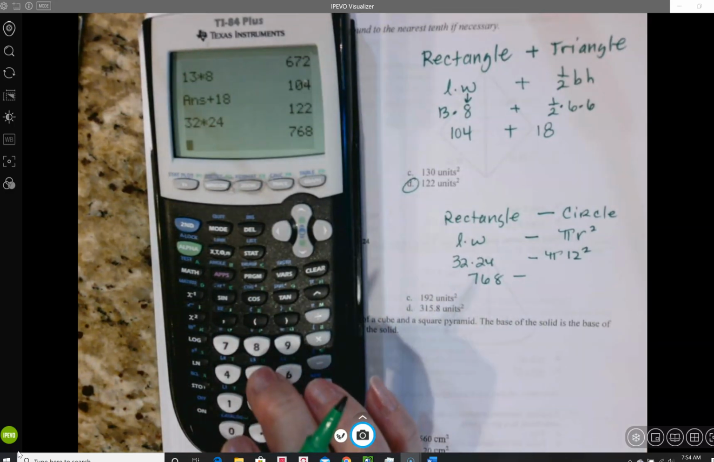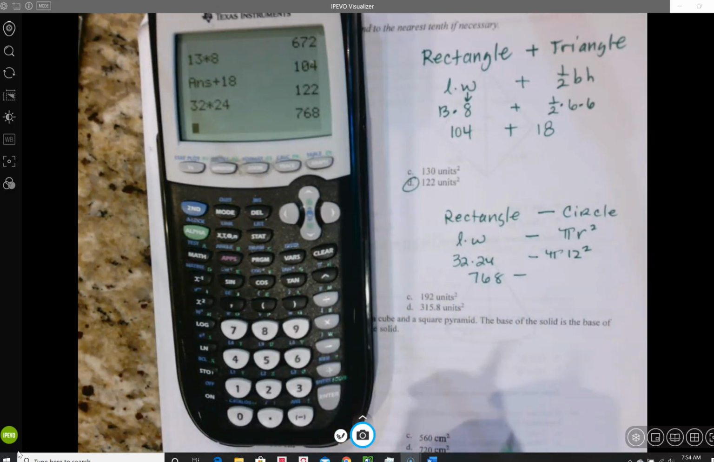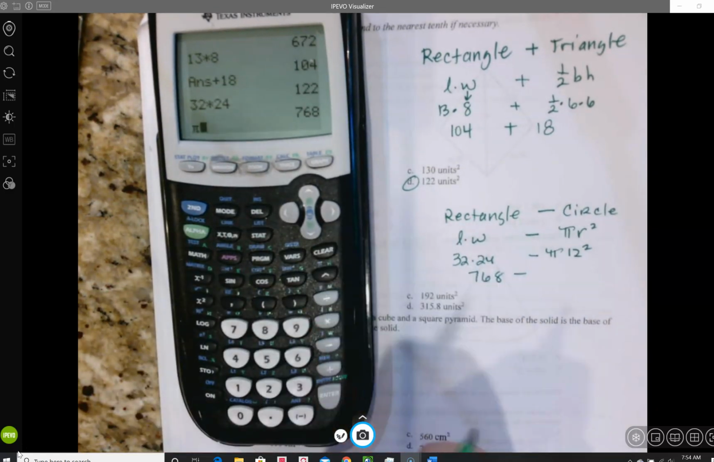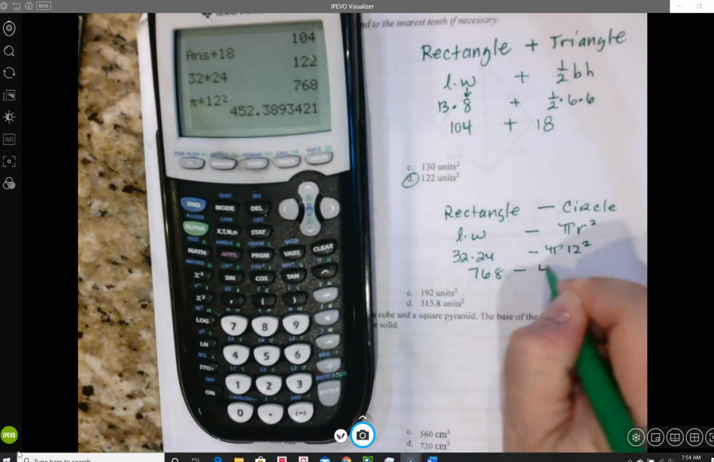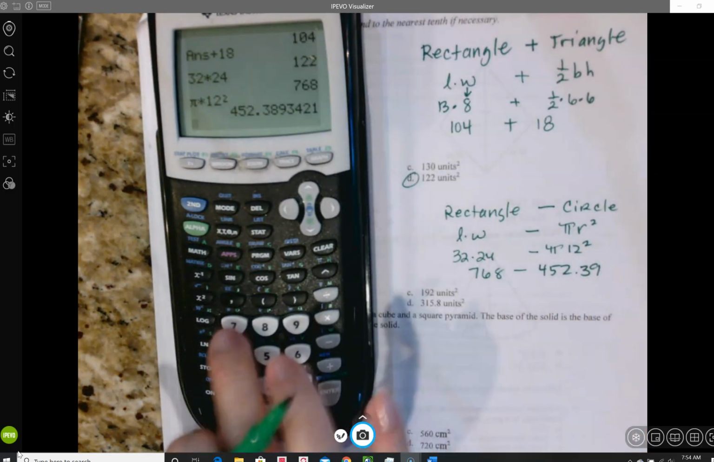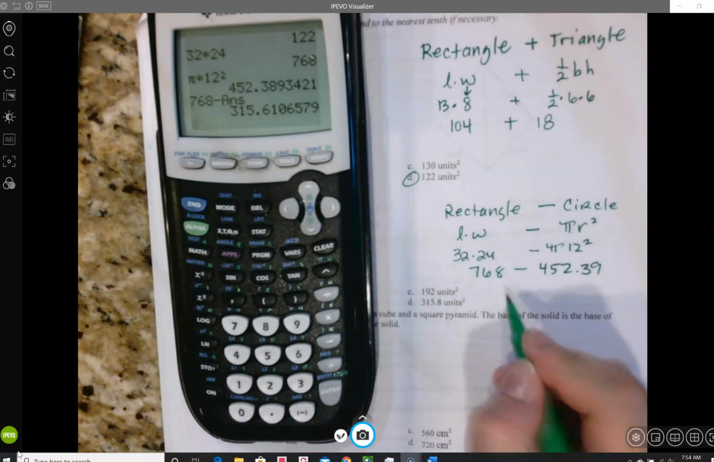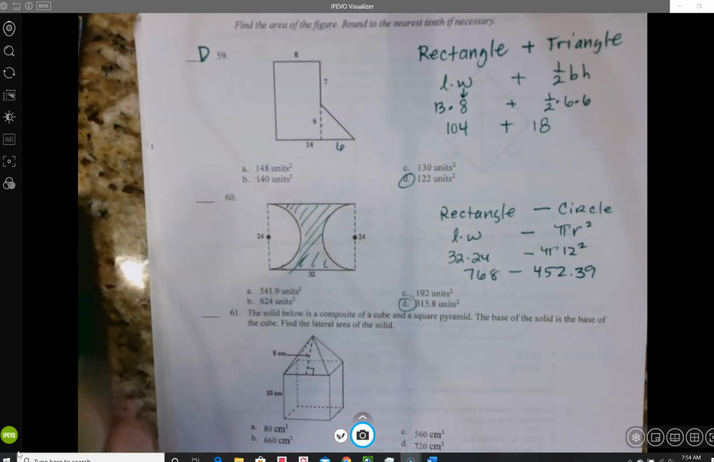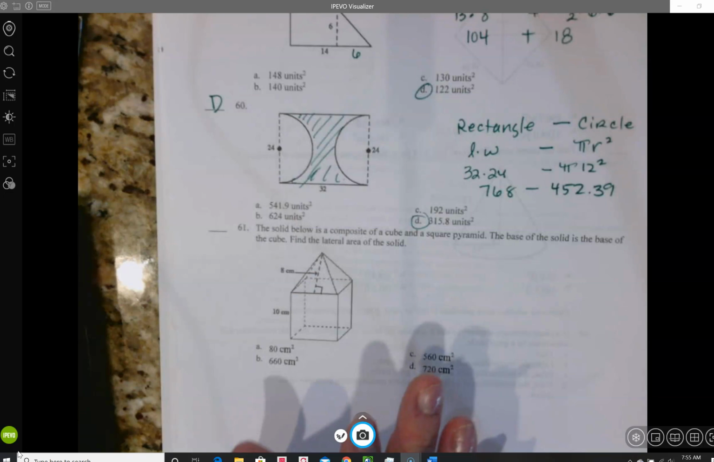I'm going to do pi r squared. My answer's in a decimal, so I can put in my pi times 12 squared. And that's 452.39, we'll say. So I'm just going to do 768 minus my previous answer, and I get 315. So that's choice D. These area and perimeter problems really aren't bad if you know the formulas. It's really just a matter of knowing the formulas.